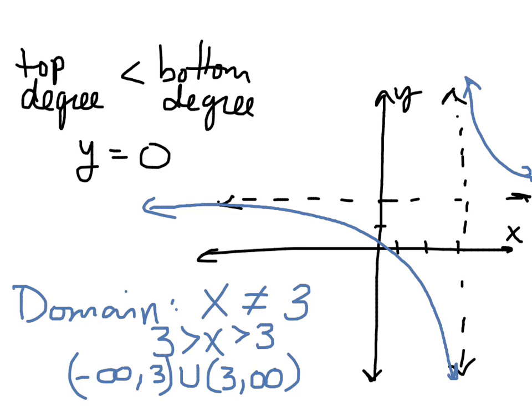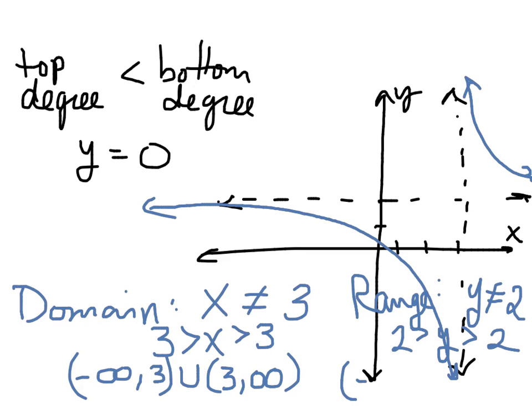Okay? Now, the range is the y values that work. So what's the only y value that doesn't work? 2. So I do the same thing that I did for the domain, but this time it's not 3, it's 2. So the range is y cannot equal 2, or y is less than 2 or greater than 2, or negative infinity to 2, union, 2 to infinity. Okay? That's what they mean by domain and range.